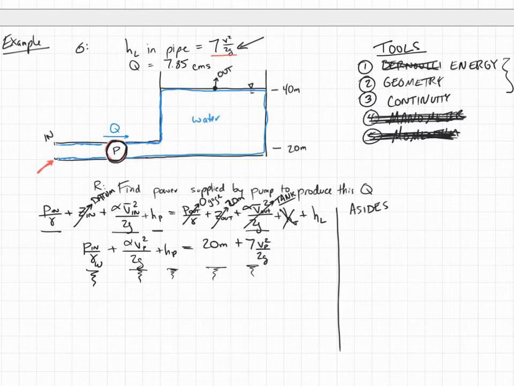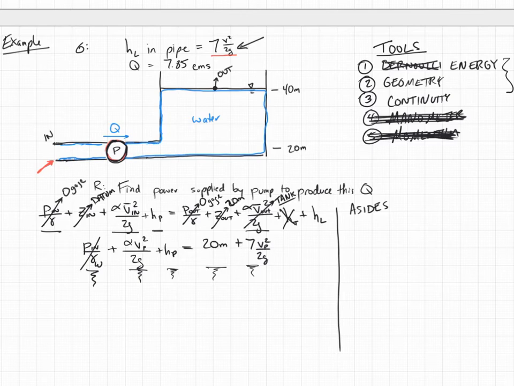I know this is a little bit annoying, but it looks like the problem was supposed to be like this. So this end's supposed to be open to the atmosphere. Okay, so it's pulling water in from somewhere off to the left. So if that is the case, then P in over gamma is atmospheric. So it's going to be 0 gauge, so this is going to go away. That's kind of annoying that I didn't pick up on that earlier, but I didn't. I apologize for that mistake.